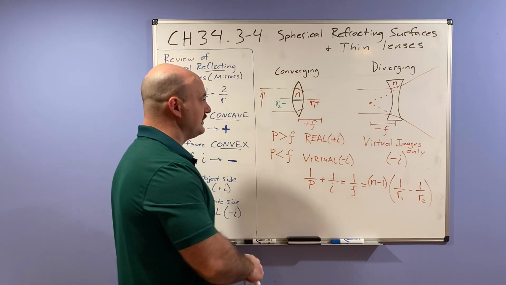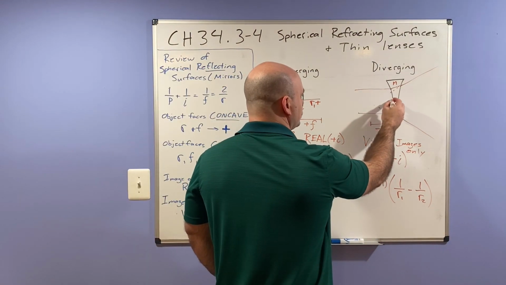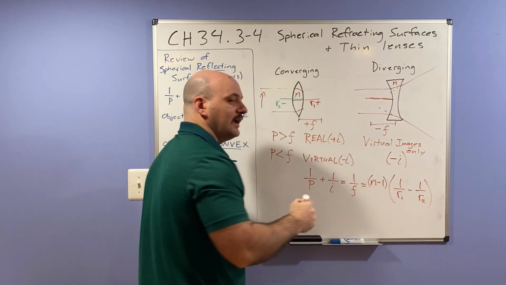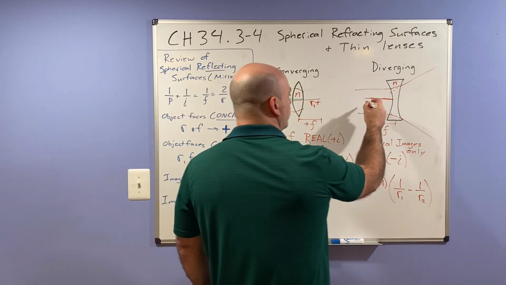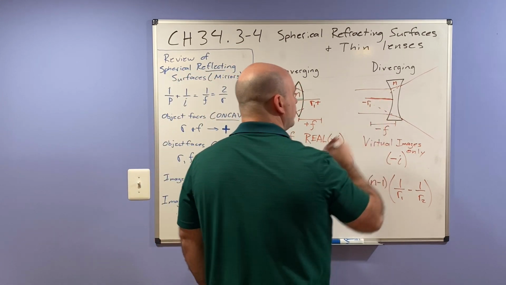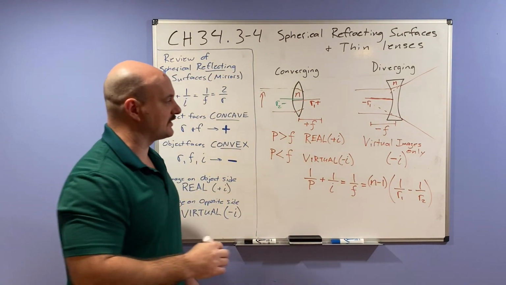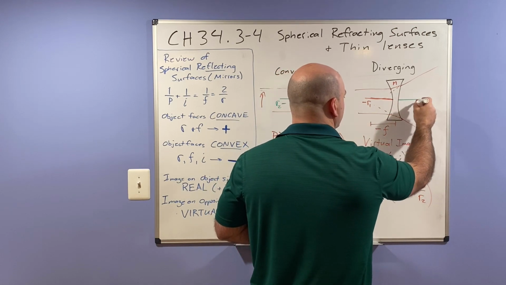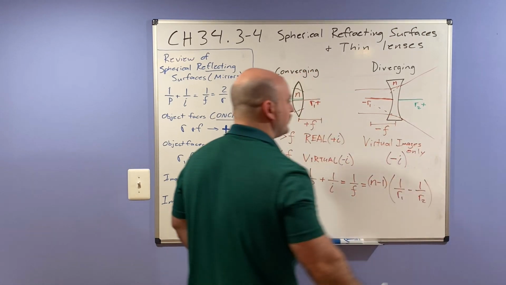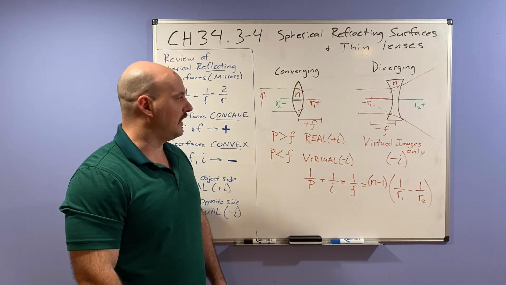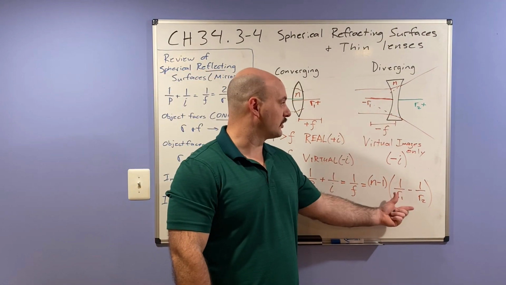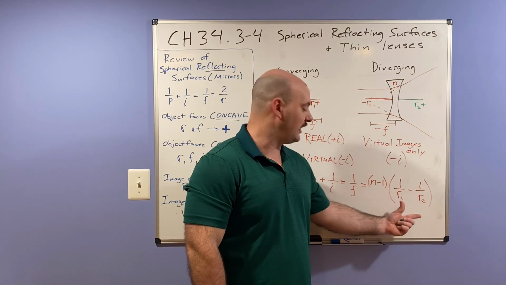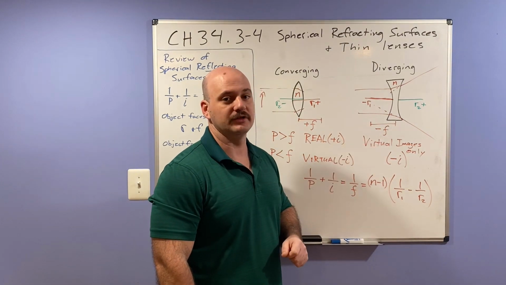However, for a diverging lens, this first side that we get to is R1, and it is concave, right? Concave has a negative radius of curvature for refracting surfaces. The second side we get to is convex. Its radius of curvature is over there. It would have a positive radius of curvature. And when we put these into this equation, right, we have a negative R1 minus a positive R2. That's how we end up with a negative focal length for diverging lenses.